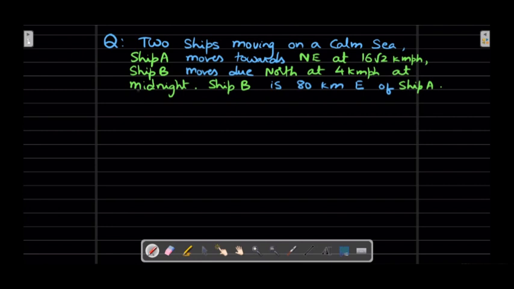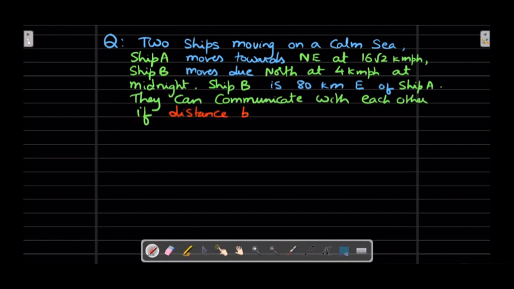They can communicate with each other if the distance between them is less than or equal to 50 kilometers. So if they're farther away from each other by 50 kilometers, they can't send signals to each other. Okay, so they can communicate.